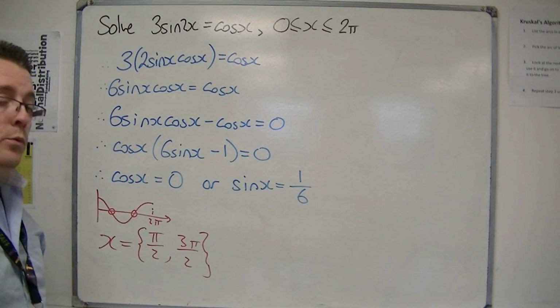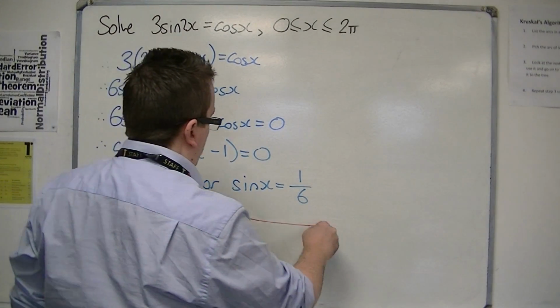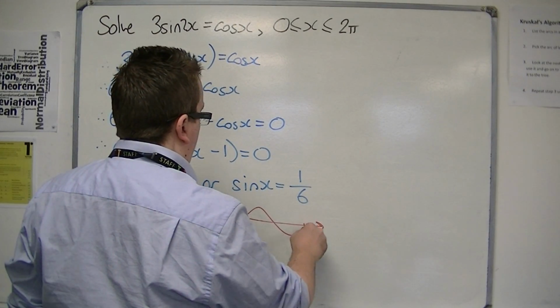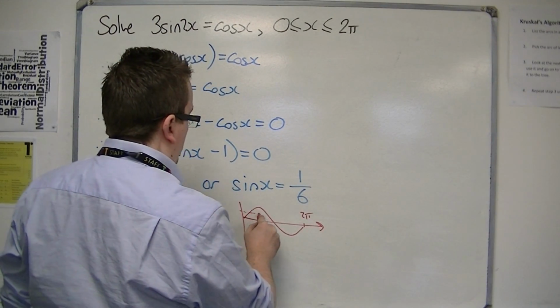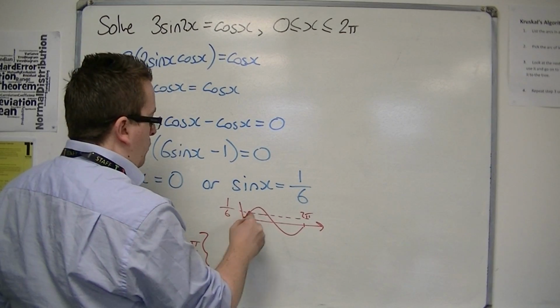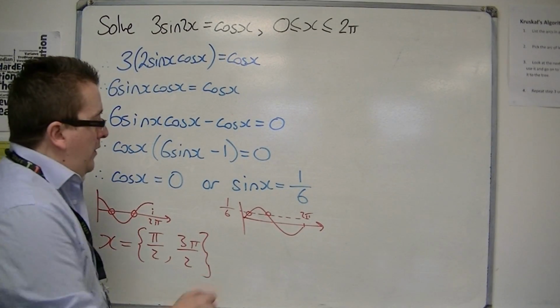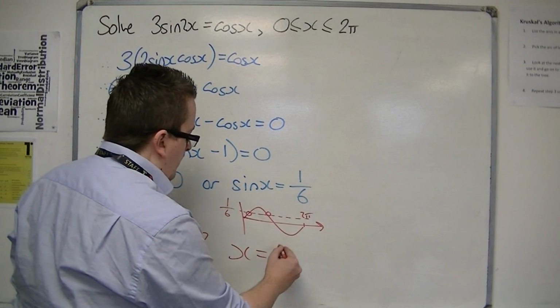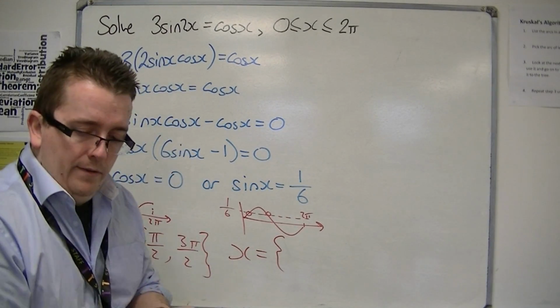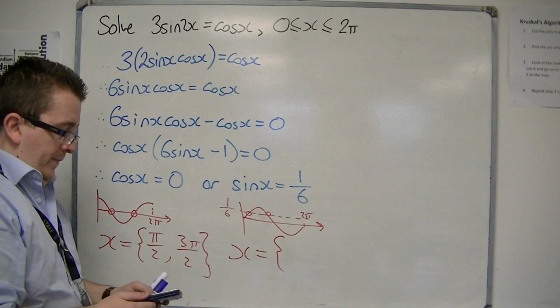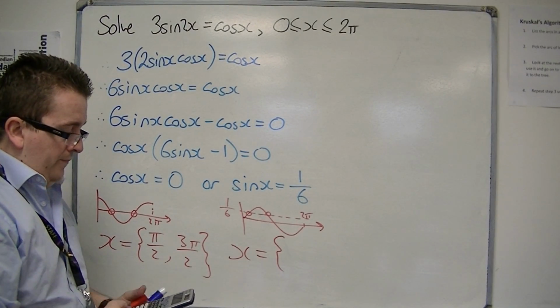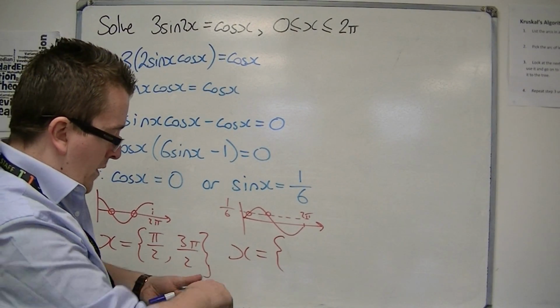For sine x equals 1/6, well, sine looks like this between 0 and 2 pi. So 1/6 will intersect the curve at 2 points. So I can inverse sine on my calculator to work out the first one. So inverse sine of 1/6, and that's 0.167.